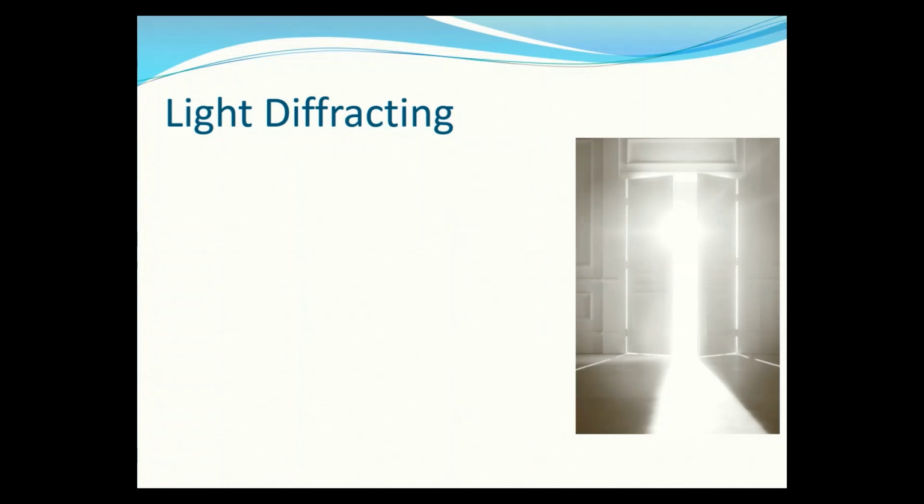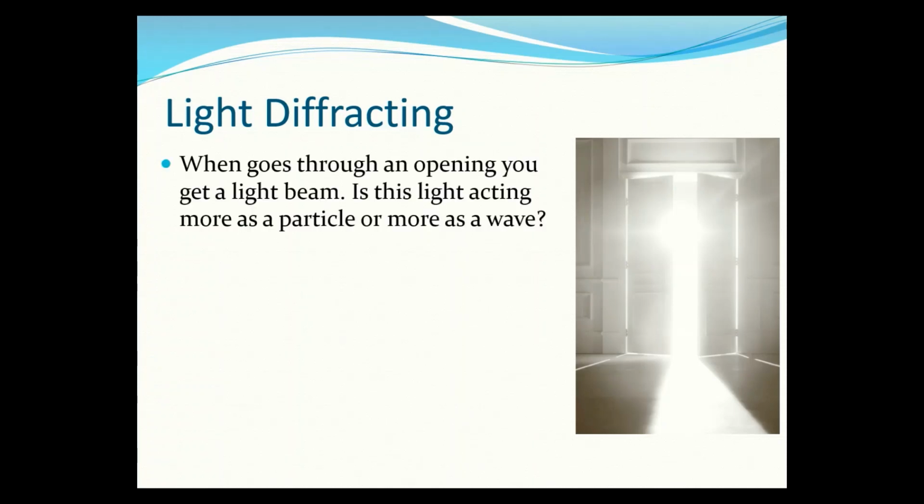So when light goes through an opening, you get a beam of light. Is this light acting more as a wave or more as a particle? So here I have my picture, right? The beam of light is going through, and we can see that the beam of light that goes through kind of just looks like the paintball situation, right? We only get the light the size of the opening. We don't get that light sort of bending around the corners there. So it looks like it's behaving more as a particle.